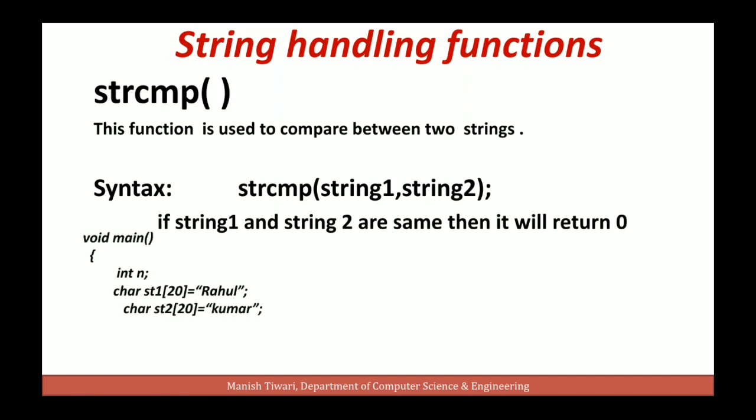Here is the example. We are taking two strings and we are storing the value of strcmp in a variable n, and after printing the value of this n, we can check whether the strings are same or not, or we can check this value of n with 0. If the value of n is equal to 0, it means strings are same, strings are equal, and if the value of n is non-zero, it means the values of strings are not same.